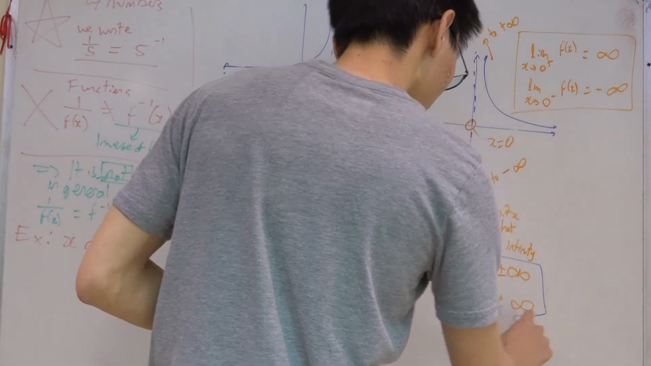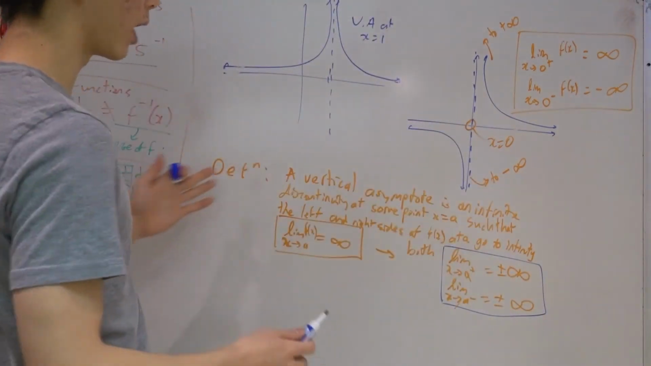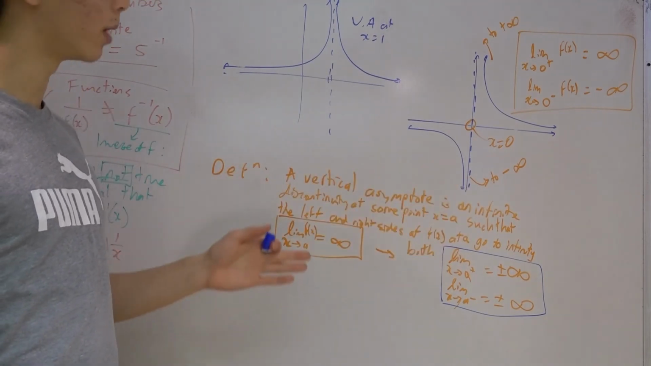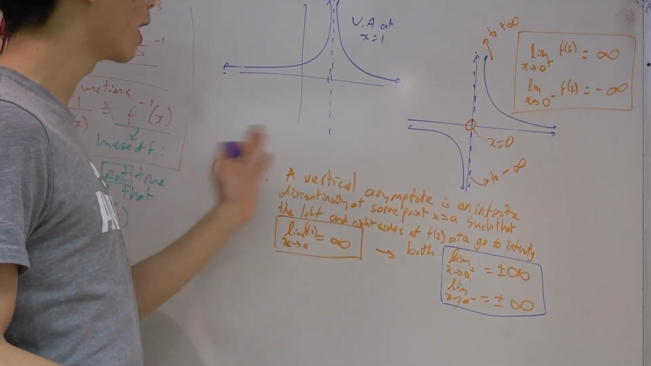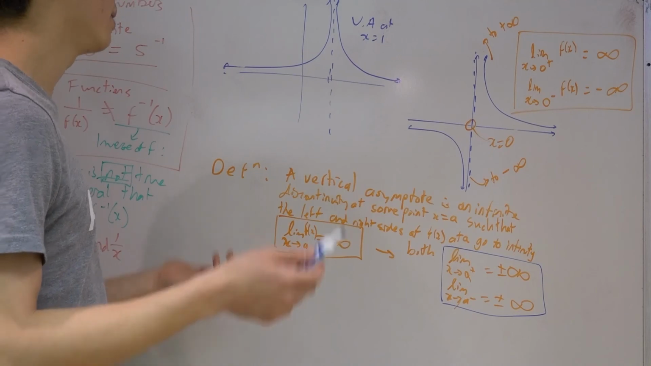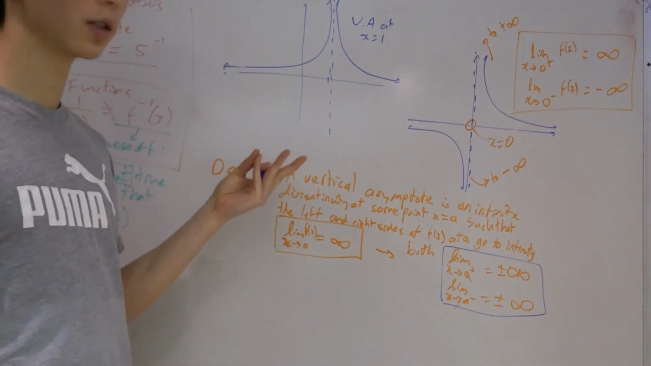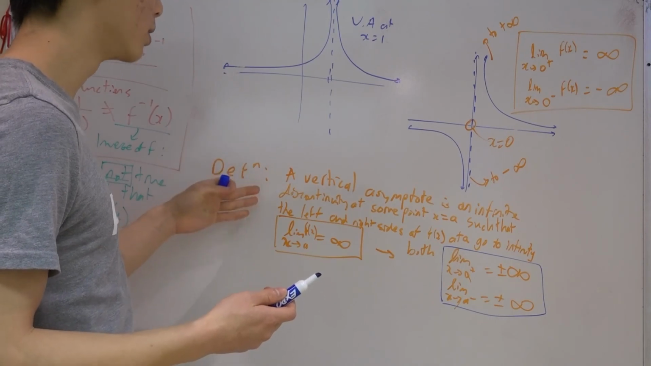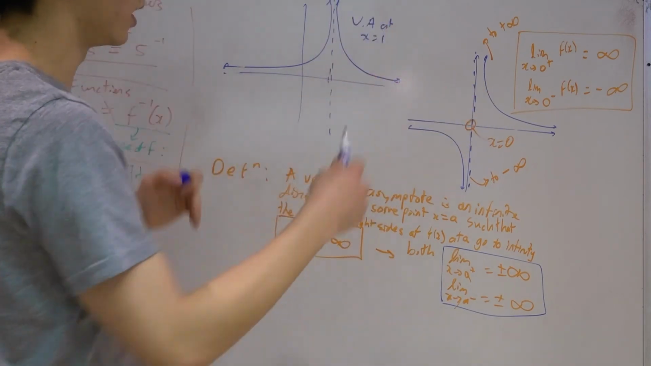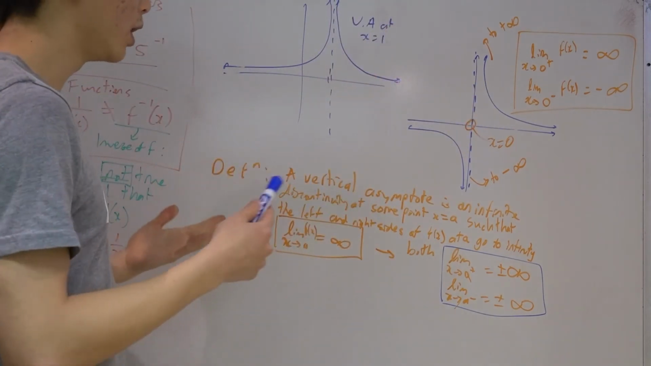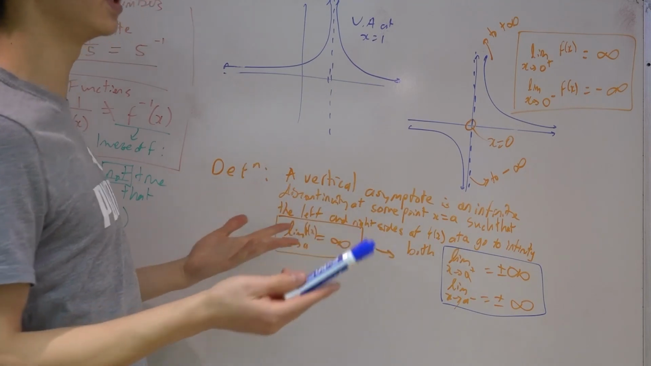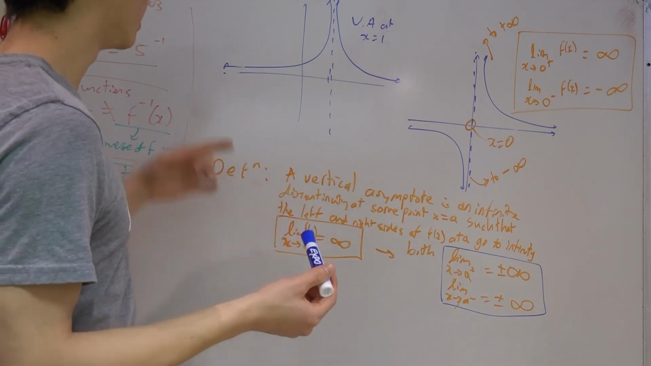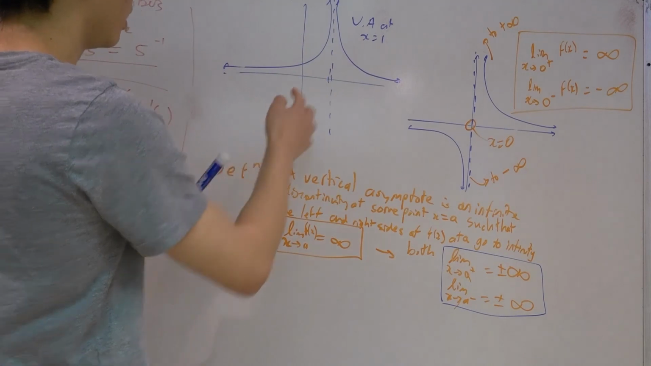If you say this paragraph here, that's not wrong either. This is precisely saying what a vertical asymptote is, but you can't just say it goes to infinity on both sides. You actually have to say it is an infinite discontinuity at some point such that the left and right sides go to infinity. And it is not enough to say that it's an infinite discontinuity. You have to be precise in saying that both sides go to infinity.